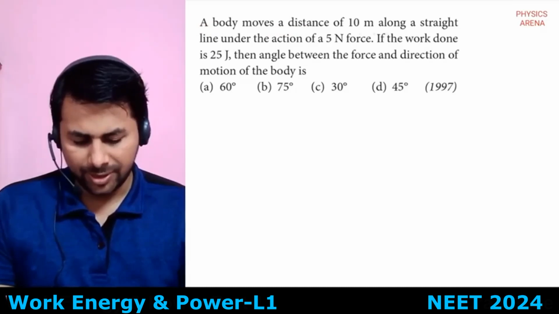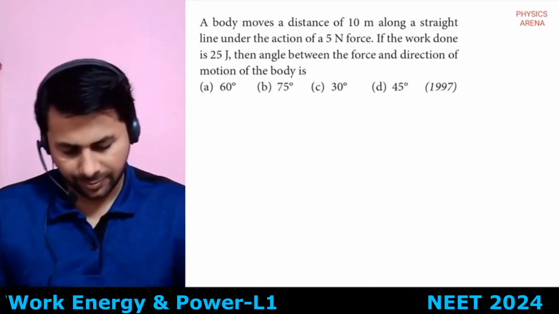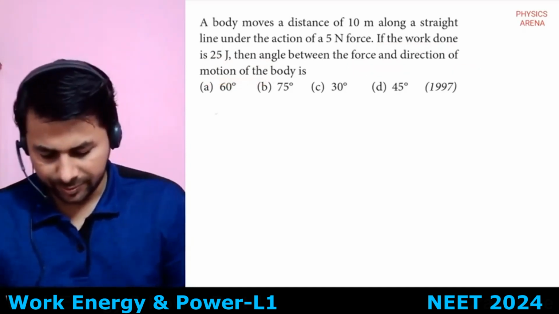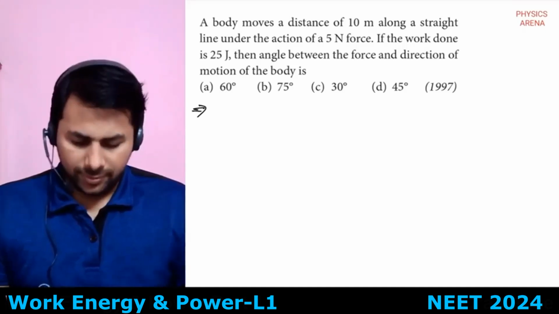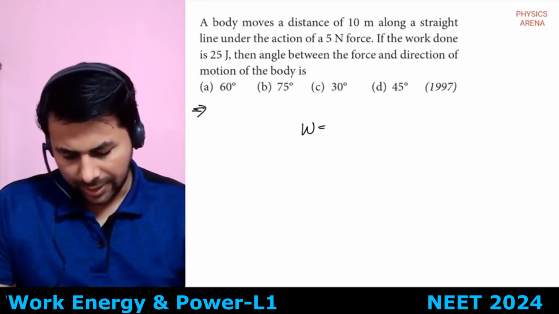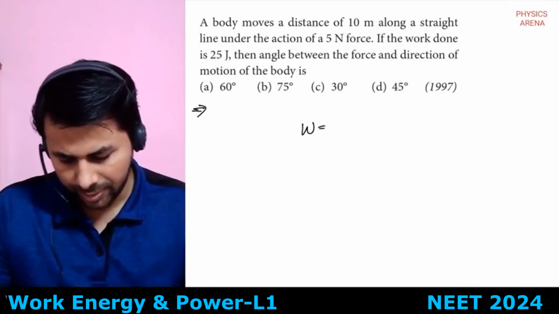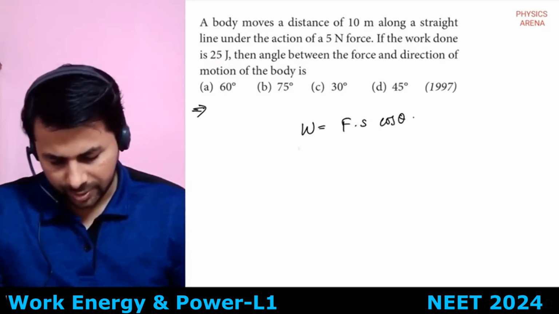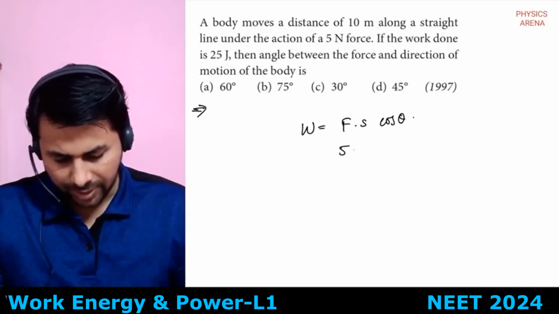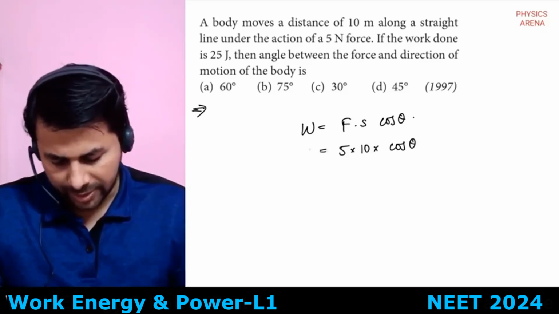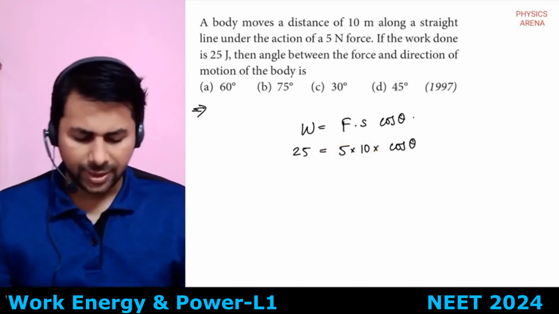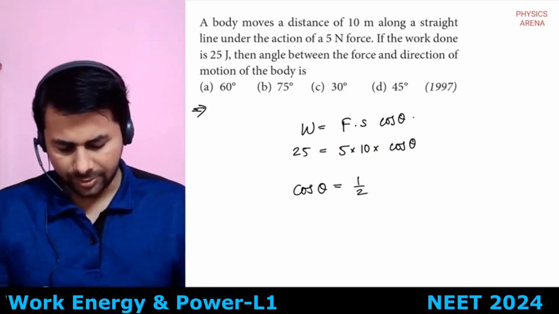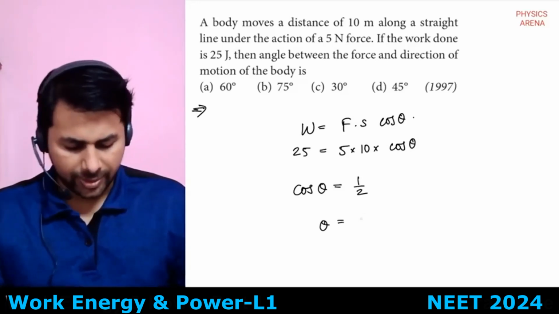A body moves a distance of 10 meters along a straight line under the action of 5 newton force. If the work done is 25 joule, then the angle between the force and the direction of motion of the body is? Tell me. Right. W is F into S into cos of theta. So we have to find the angle. Distance, work done and force are given. F is 5, S is 10, multiplied by cos theta, and work done is 25. So 50 cos theta equals 25. Cos of theta equals half. So theta equals cos inverse of half, 60 degrees.